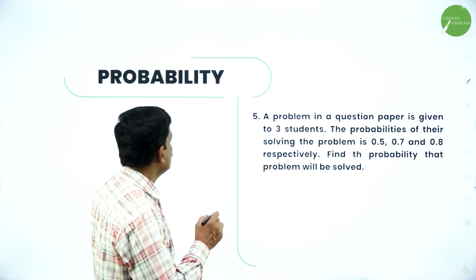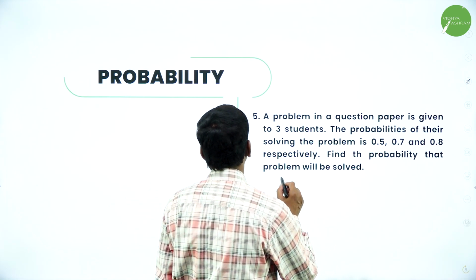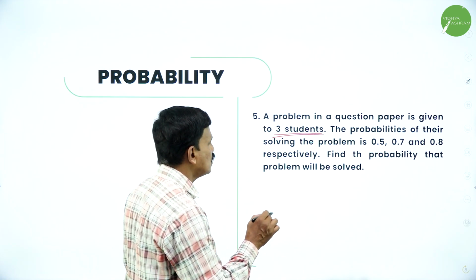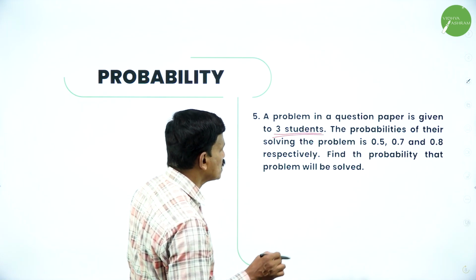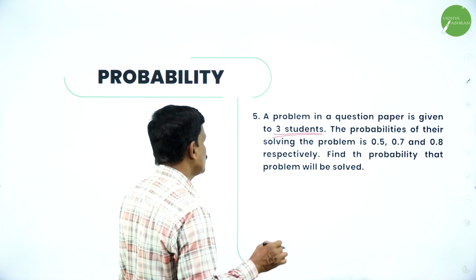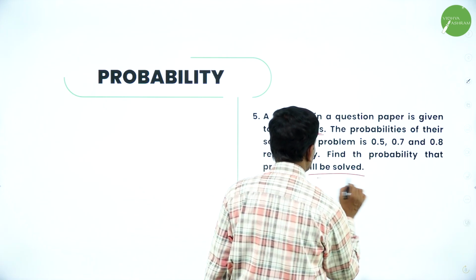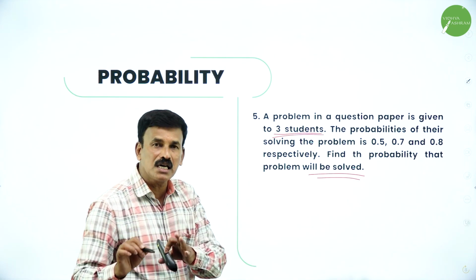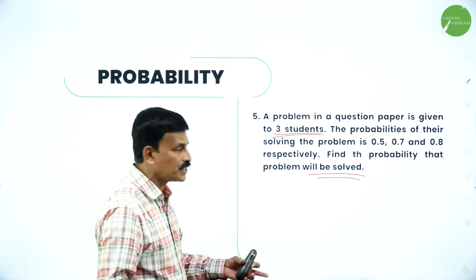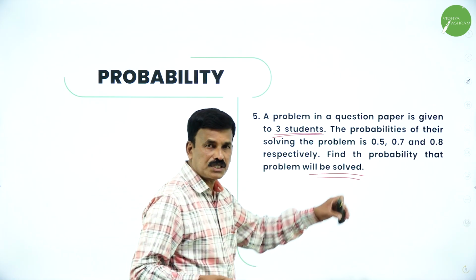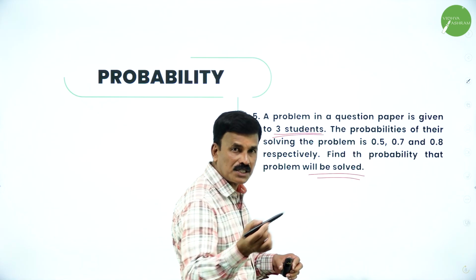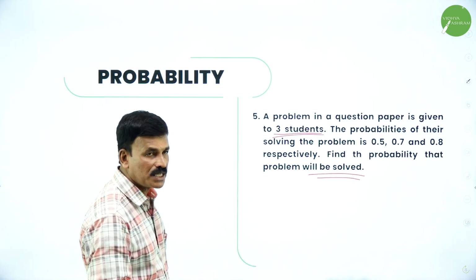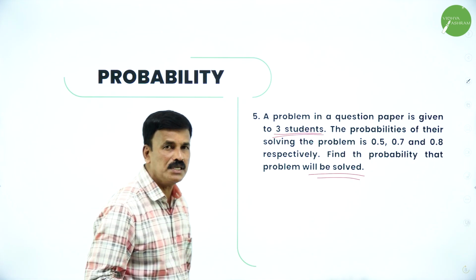Now, what is the problem here? A question paper is given to 3 students. How many students? 3 students. The probabilities that they solve the problem are 0.5, 0.7 and 0.8 respectively. Find the probability that the problem will be solved. So the probability of solving the question paper by one student is 0.5, the other student is 0.7 and the third student is 0.8. Then what is the probability that the problem will be solved?